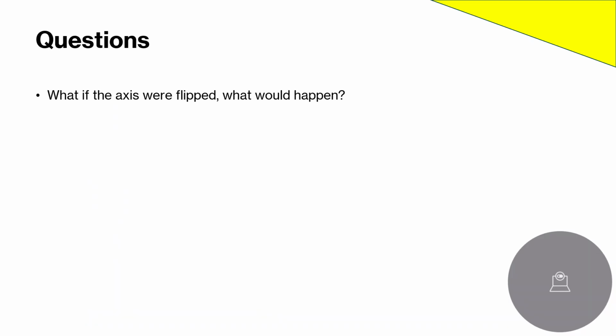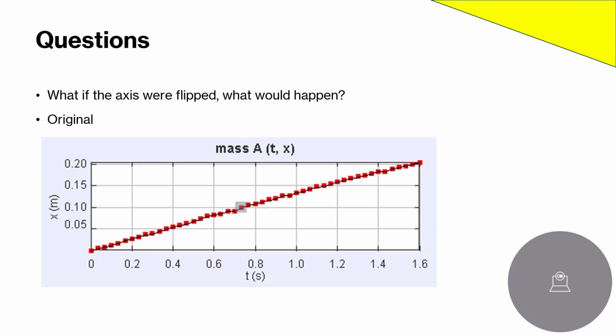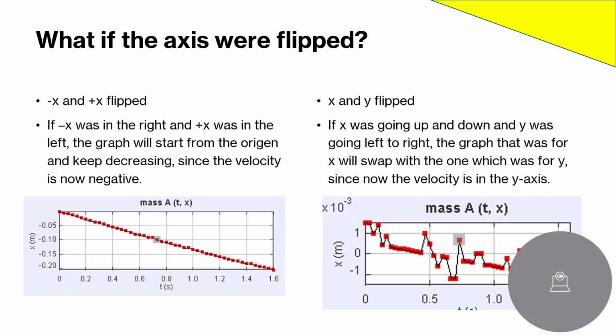So for some questions, what if the axes were flipped? What will happen then? So just as a reminder, this is our original graph. If the negative x and positive y axes were flipped, then our graph will be decreasing instead of increasing because the object will be moving in the negative direction. If the x and y axes were flipped, then our x graph will be the one that we had earlier for y, because now the object will be moving in the y direction instead of the x direction.